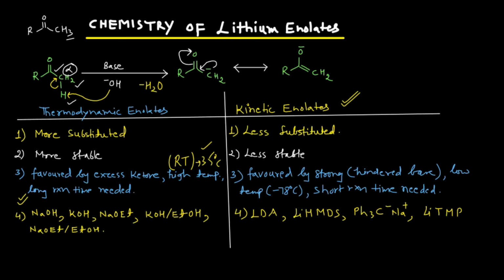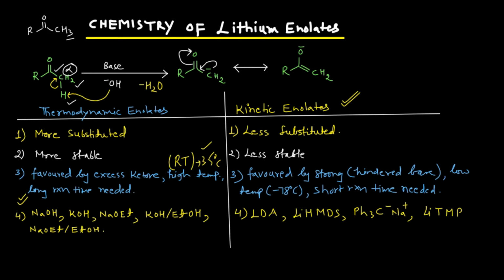Then there come your kinetic enolates. They are favored by a strong, hindered base, and low temperature is required. Most of the reactions of the lithium enolate especially will occur at minus 60 to minus 78 degrees centigrade. Negative temperature favors the kinetic enolates, and a very short reaction time is needed to form these kinetic enolates in solution.